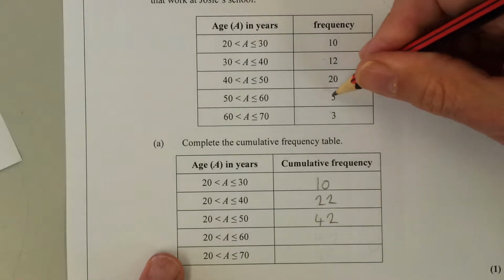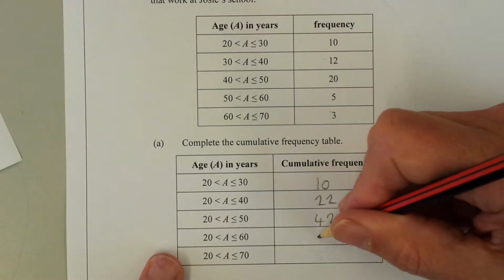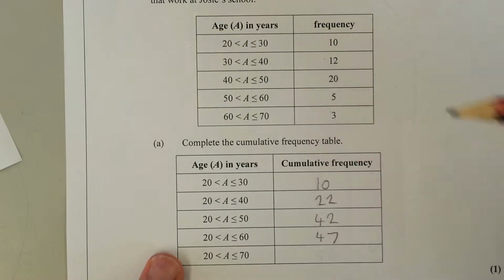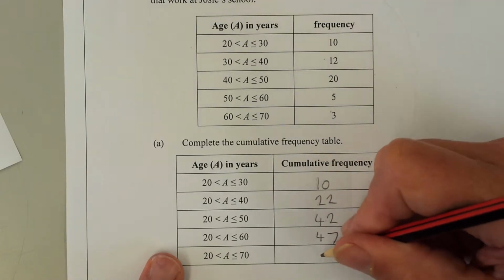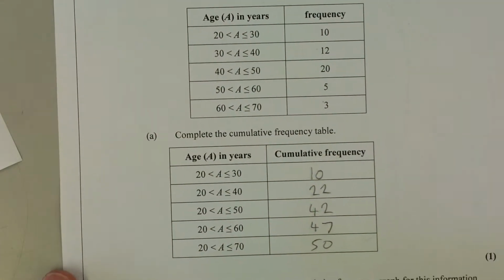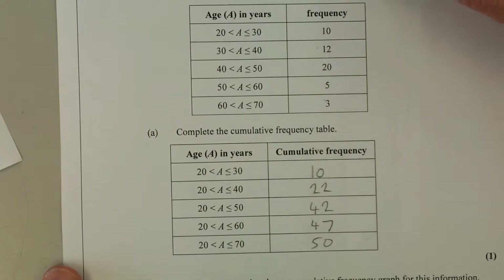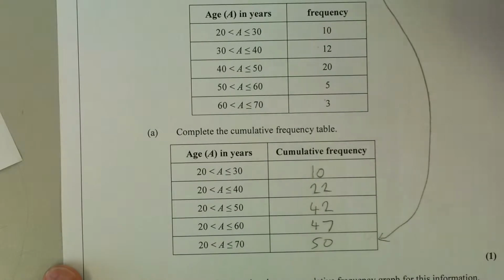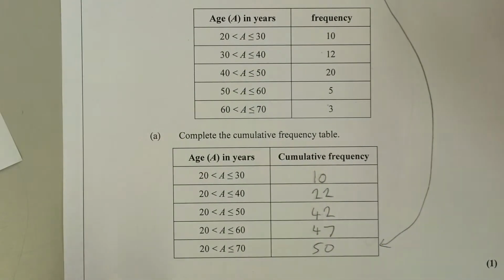And then the next one is 5, so 42 add 5 is 47. And the next one is 3, 47 add 3 is 50. Now we can check to see if this is correct by looking at the question, because it's nearly always given. It says there's 50 teachers and it adds up to 50, so that's correct. Now I'll move on to the graph.